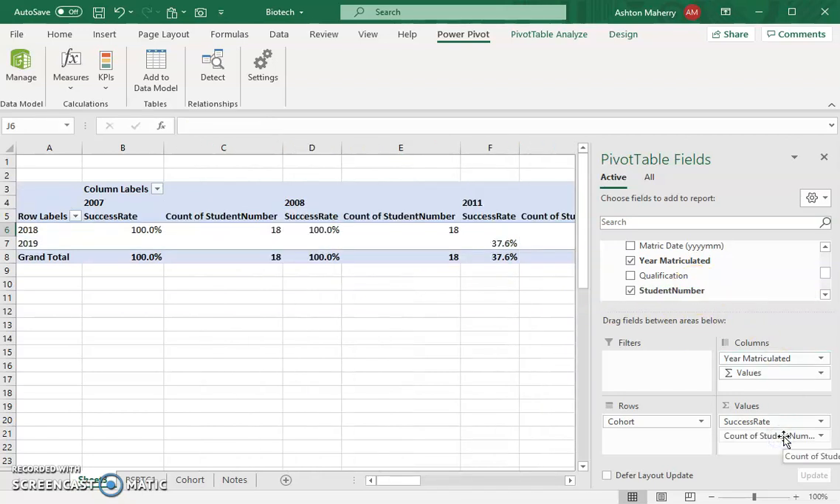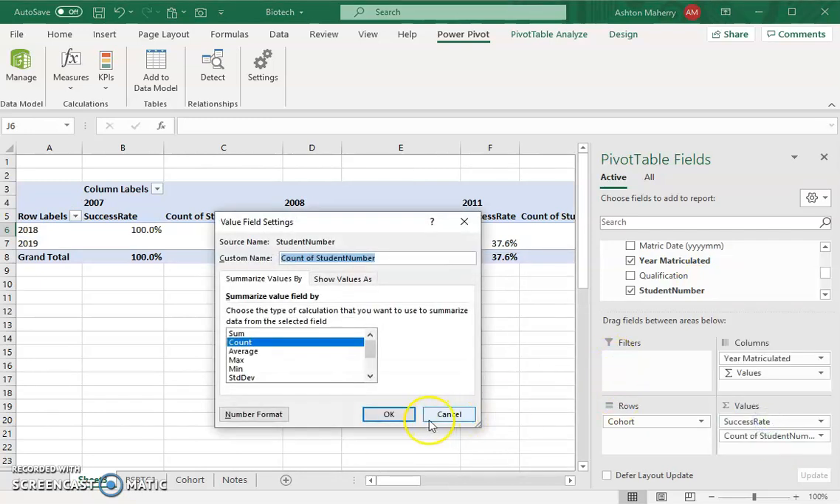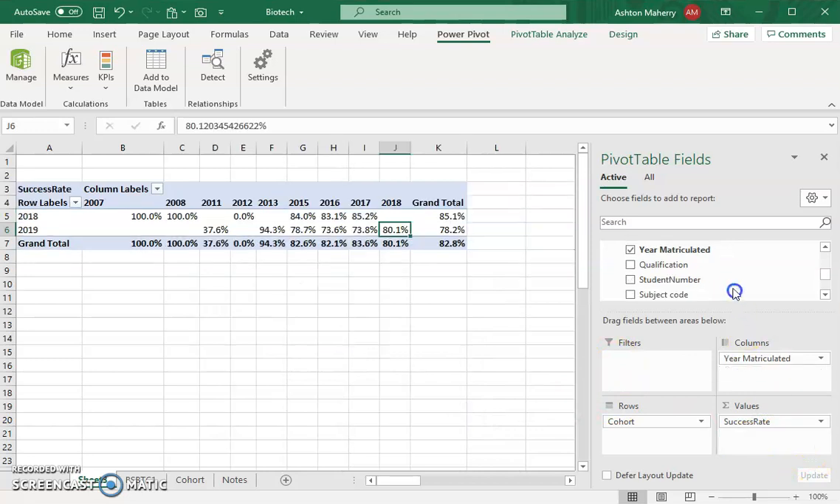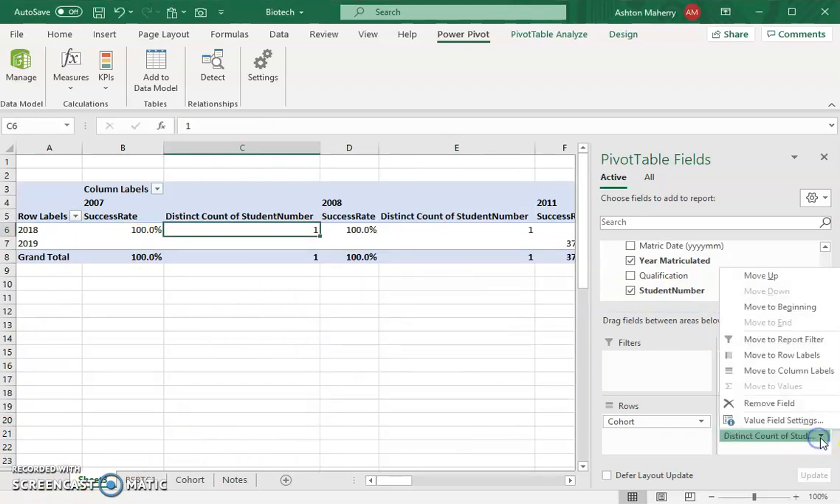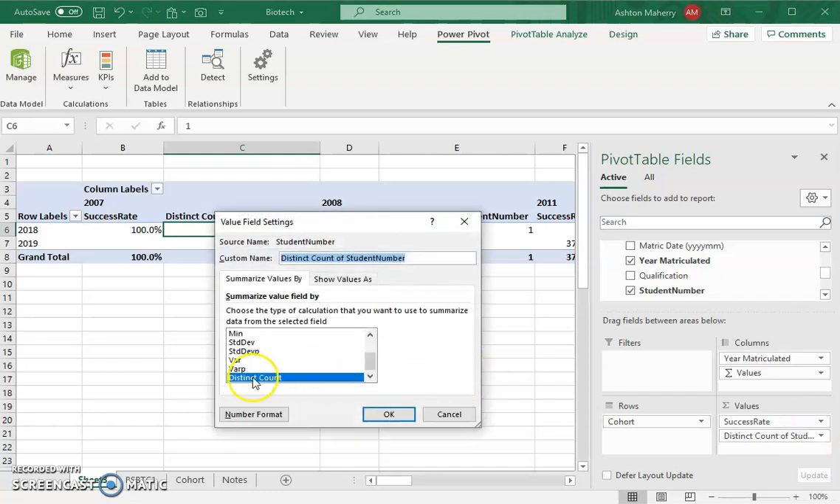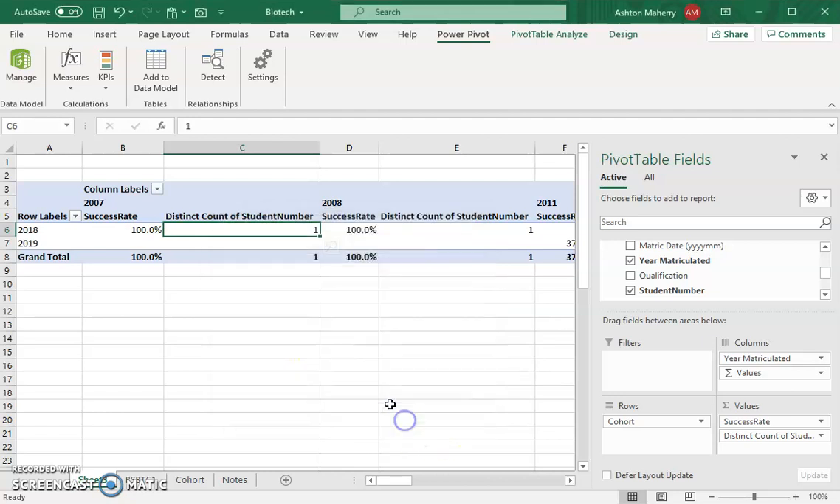What is always good to include within these is to have a look at the actual number of students. So again, it's very important over here that when we use the student number, we've got the distinct count. Because remember, our table has got multiple subjects, multiple modules per student. So it has to be the distinct count of the student numbers.